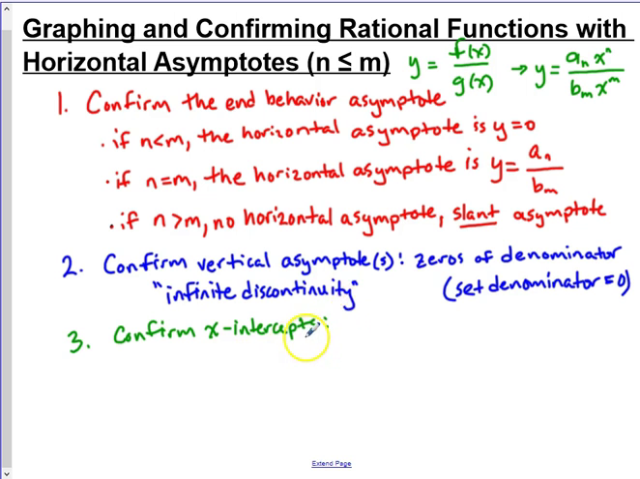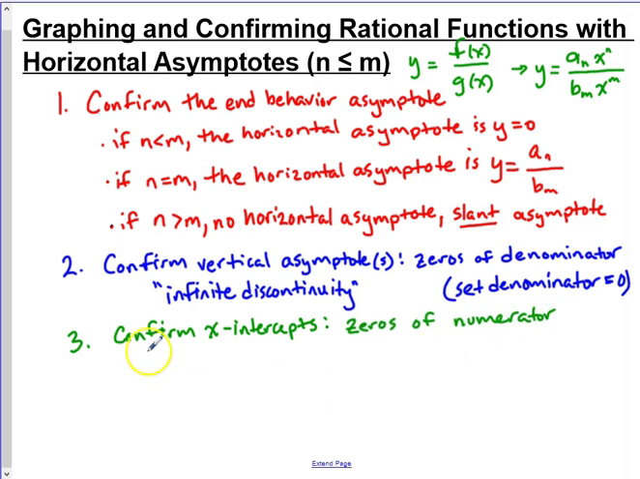The x-intercepts, if you remember on a graph, any old graph, the x-intercepts are where the y equals 0. Okay, so in other words, where the numerator equals 0, because that would make the whole fraction equal to 0. So the x-intercepts are the zeros of the numerator. That's pretty easy to do, right? Set the numerator equal to 0, solve by factoring.